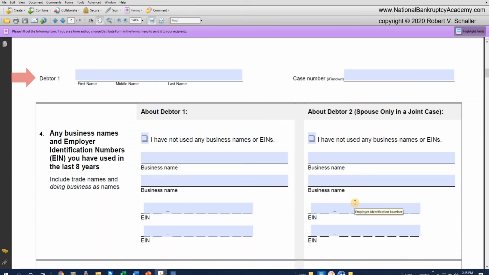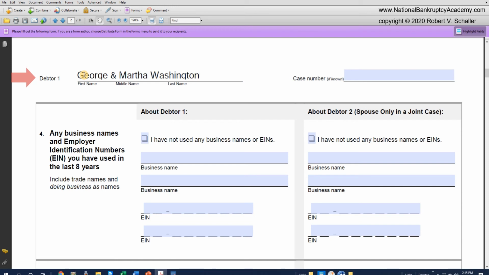At the very top of page 2, there's a bar that says debtor 1. And I wish the form said debtor 1 and debtor 2, because you're supposed to put both debtors' names down if this is a joint case. So in this case, we put down George and Martha Washington.